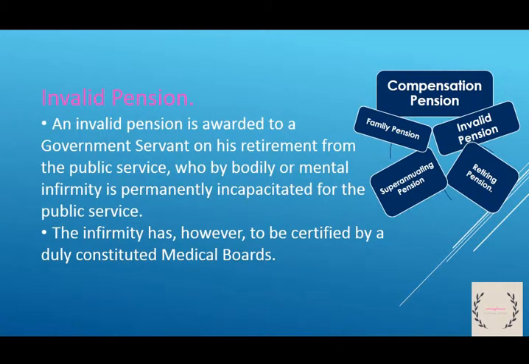Invalid pension. An invalid pension is awarded to a government servant on his retirement from the public service, who by bodily or mental infirmity is permanently incapacitated for further service. It means that when a government employee while in service becomes critically ill, bodily or mentally, he or she must appear before a duly constituted medical board to be declared permanently and completely incapacitated for further service.